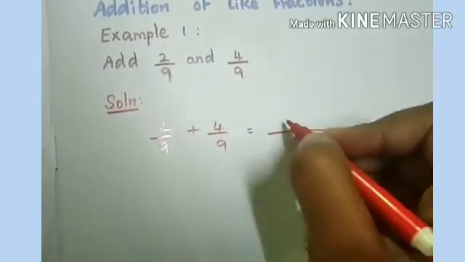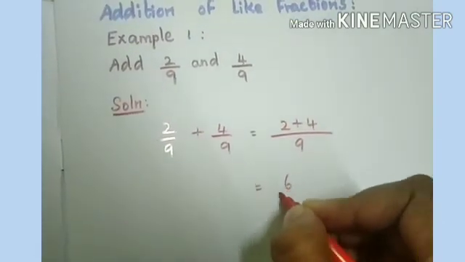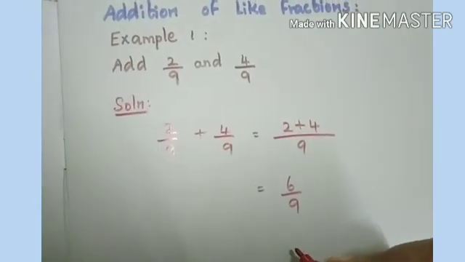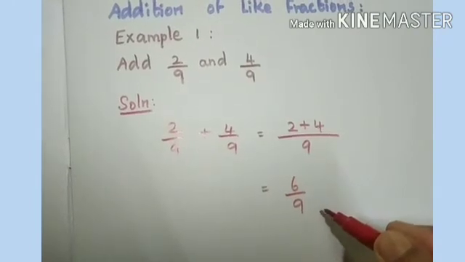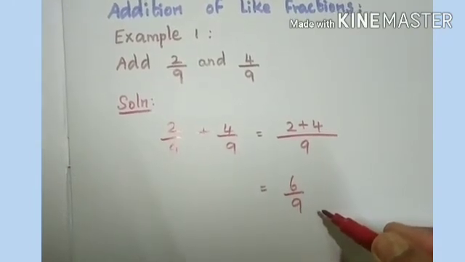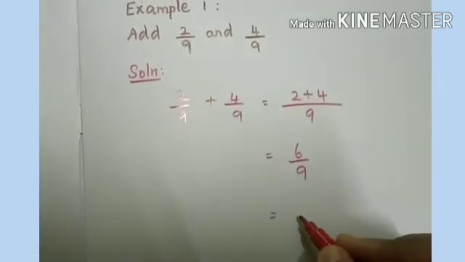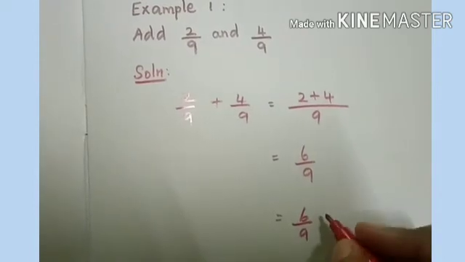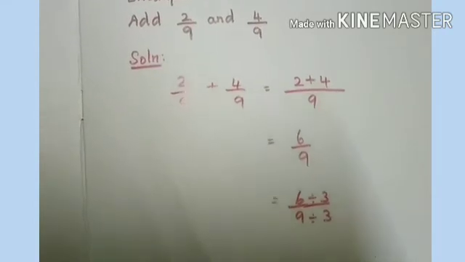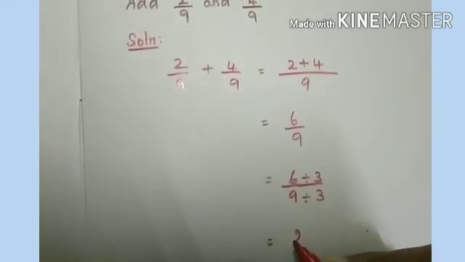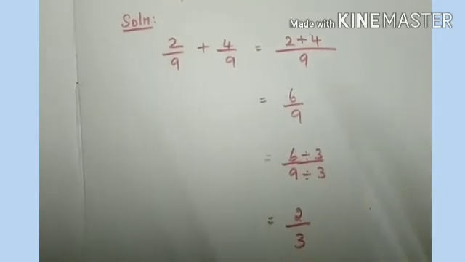The numerators are 2 and 4. So we have to add 2 plus 4 is 6. We get 6 by 9. Then we can reduce the fraction to the lowest form by dividing the same number. Here we can divide both the numerator and the denominator by 3. That is 6 divided by 3 and 9 divided by 3. 6 divided by 3 is 2. 9 divided by 3 is 3. Let's write the answer 2 by 3.